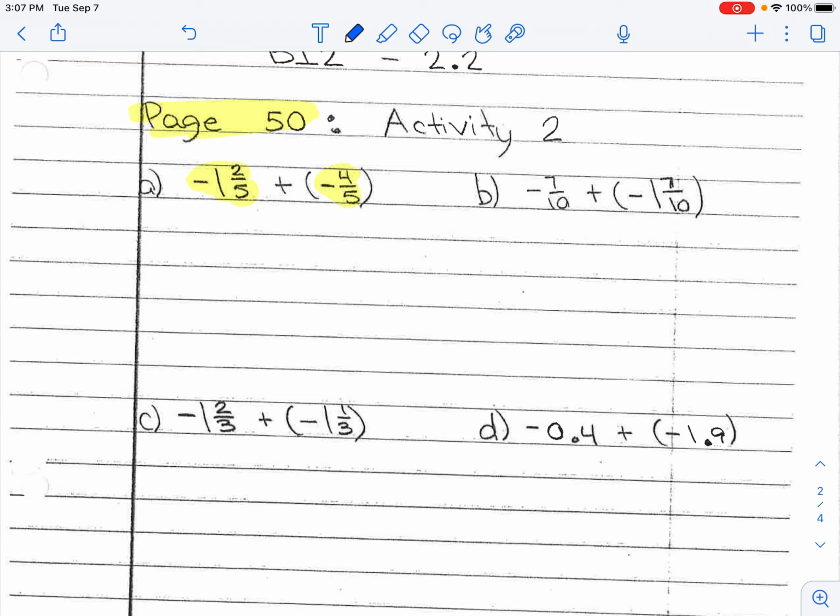So now I'm going to my rule of adding fractions. Write them vertically. So I've got negative 1 2/5 plus negative 4/5. Same sign, find the sum. So I'm going to add these together. They were both negative, so that's going to be negative 1 6/5. And that is going to simplify to negative 2 1/5.